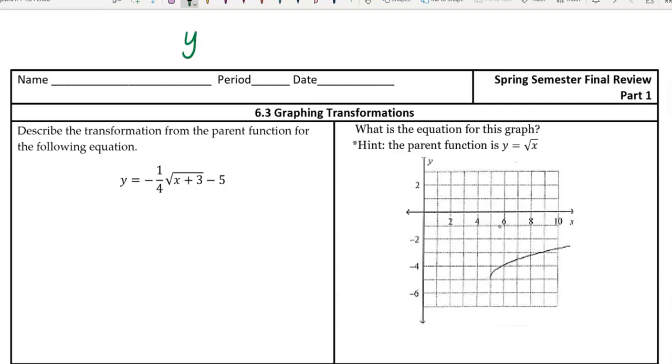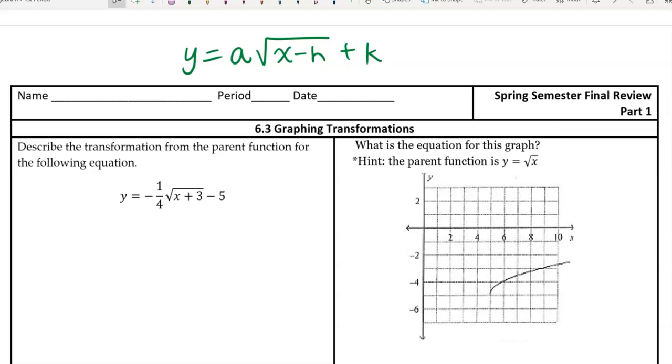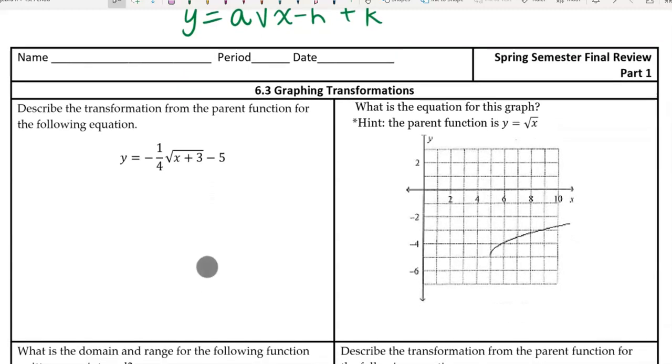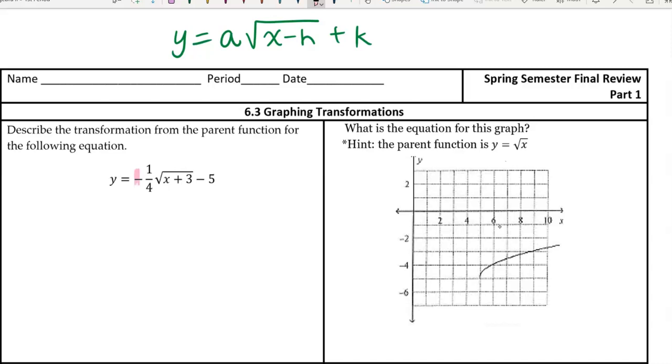When we look at transformations, we use the equation y equals a times the square root of x minus h plus k, where A represents a vertical stretch or a vertical compression, H represents left or right movement, and K moves up and down. So with this first one here, first thing we see from left to right is a negative. That negative tells us that this is a reflection over the x-axis.